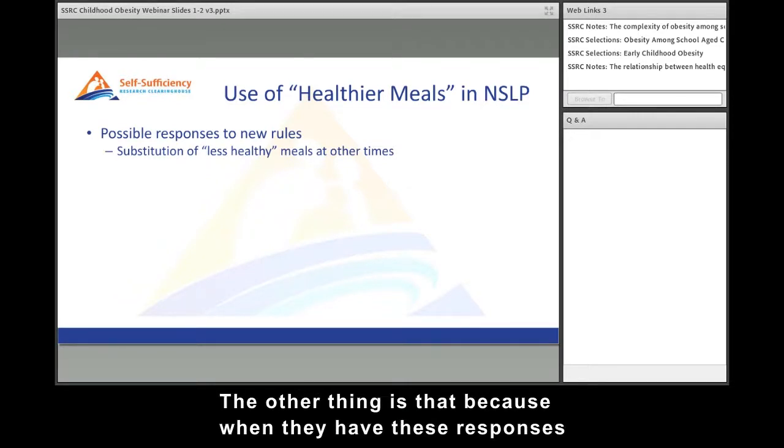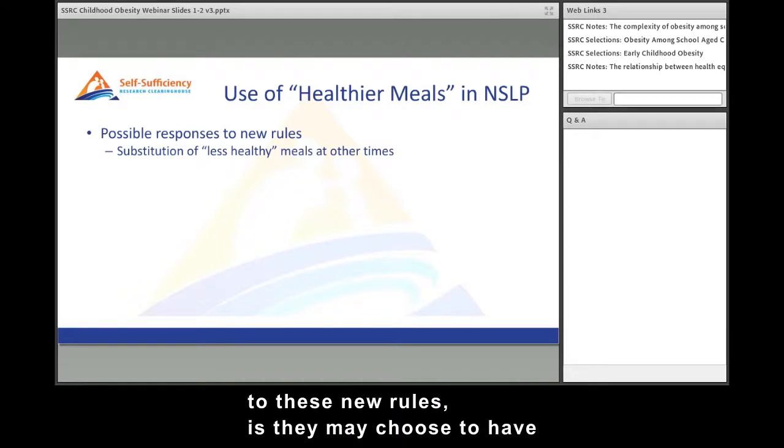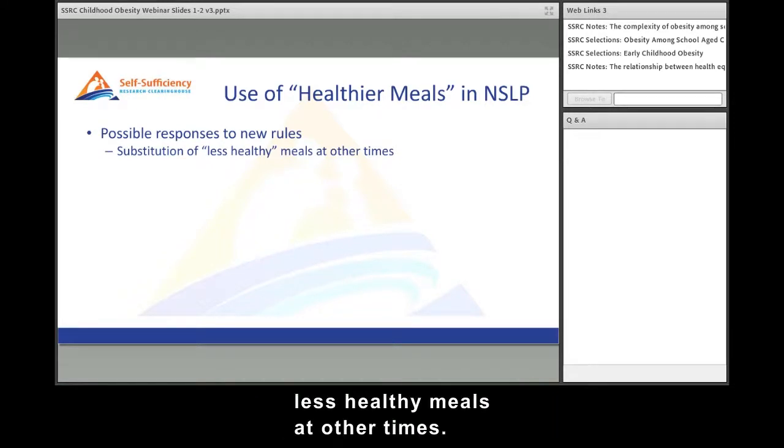The other thing is that in response to these new rules, they may choose to have less healthy meals at other times.